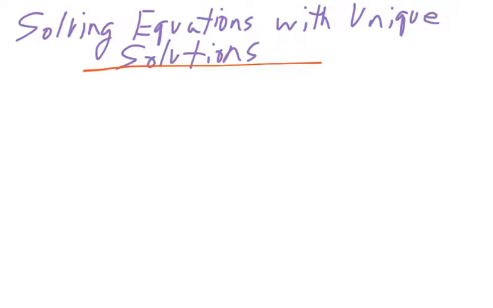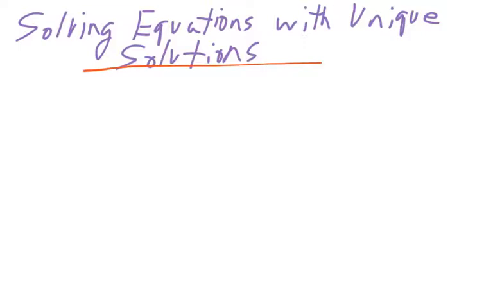Hello everybody. Today we're going to talk about solving equations with unique solutions. You might think that every single linear equation has only one answer. For example, maybe x equals 1 or x equals 3/4, something like that. But that's not necessarily true. There are some times in mathematics where linear equations have things other than just one answer. So we're going to talk about some of those situations today.